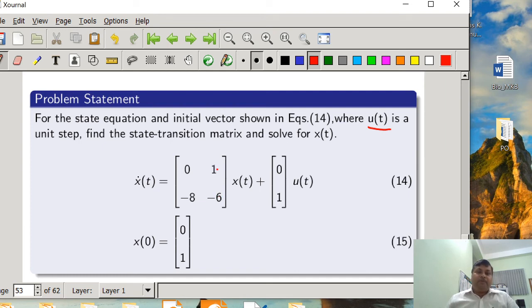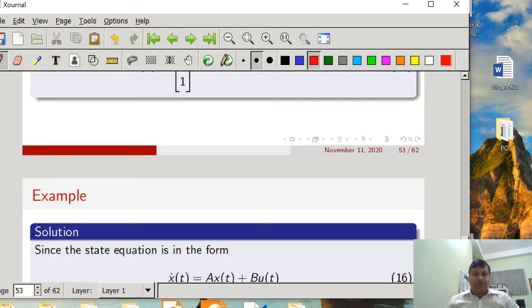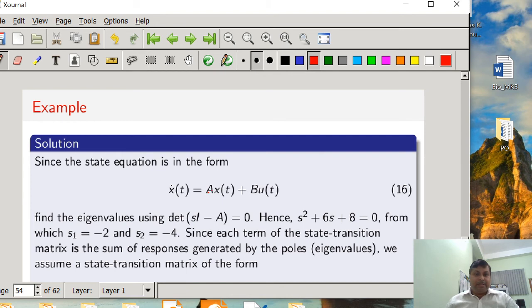If we find that the eigenvalues are real and distinct, then we can write the general form of e to the power At, because we know what it will be in that case. Here the determinant of sI minus A equal to 0 gives the characteristic equation s square plus 6s plus 8 equal to 0, meaning s1 equal to minus 2 and s2 equal to minus 4. So the eigenvalues are real and distinct.